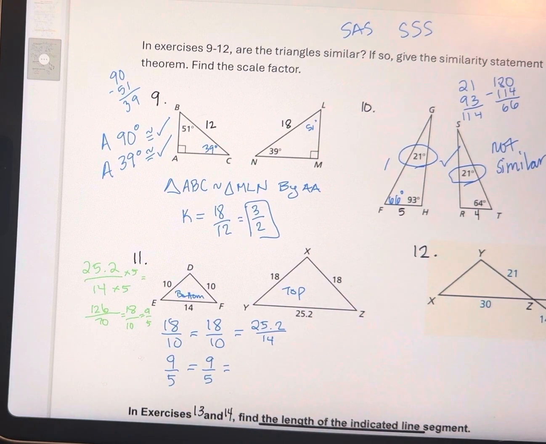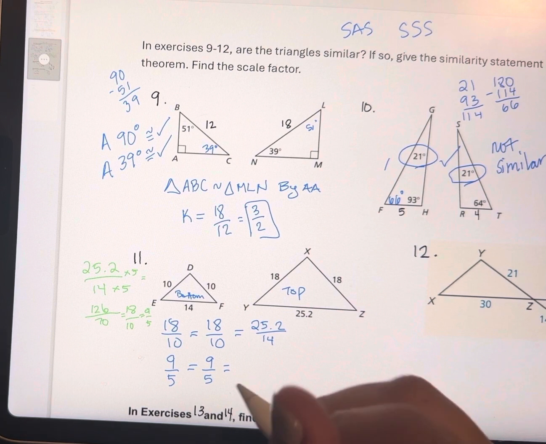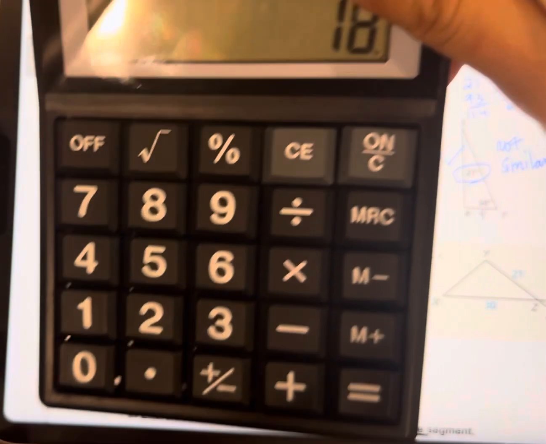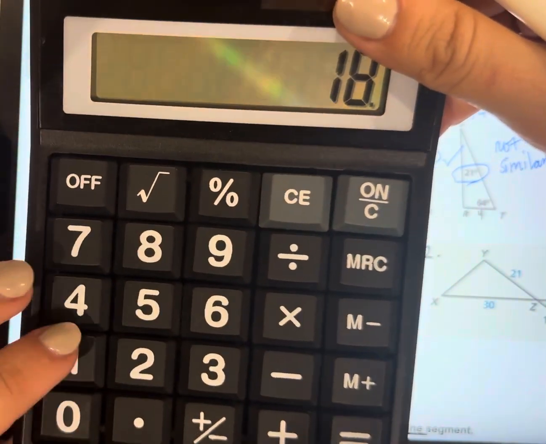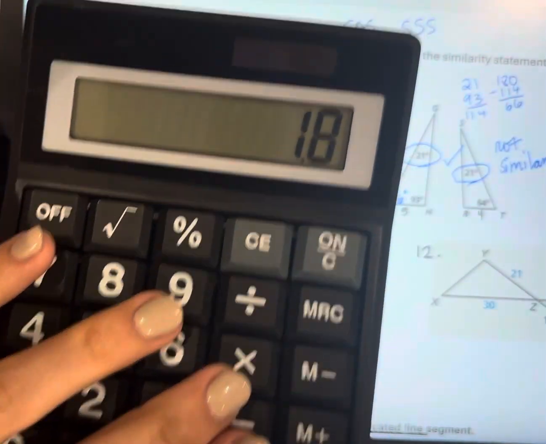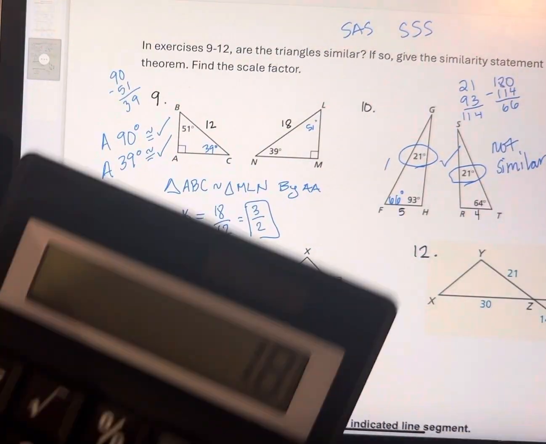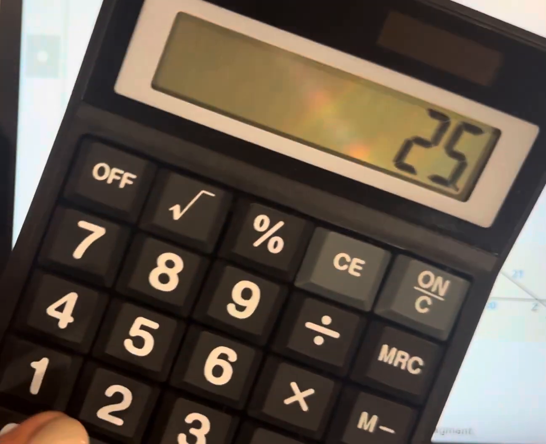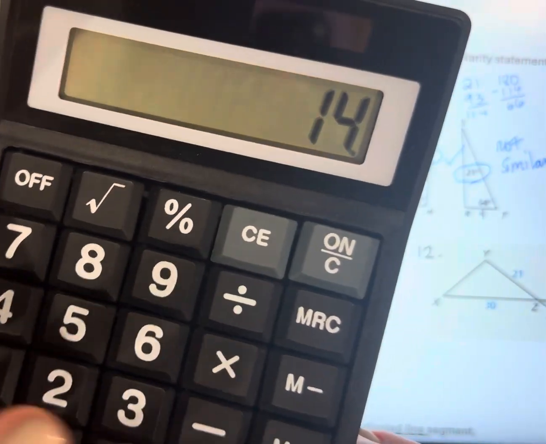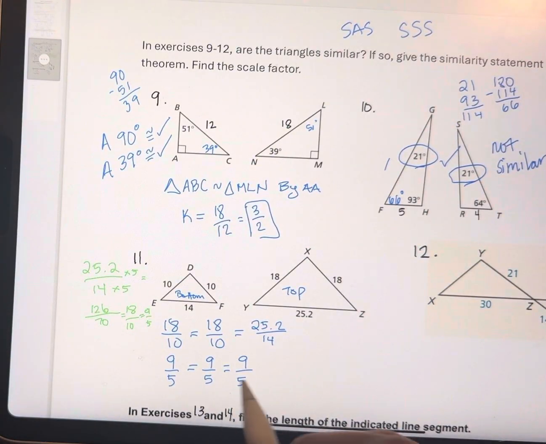Okay, so if you're going, that looks horrific, no worries, you guys. You can just get the calculator and do 18 divided by 10 and turn that into a decimal to check. That's 1.8. And then you can also check it with 25.2 divided by 14 and see that that's also 1.8. And that's good enough too. But either way, here we are. Check.